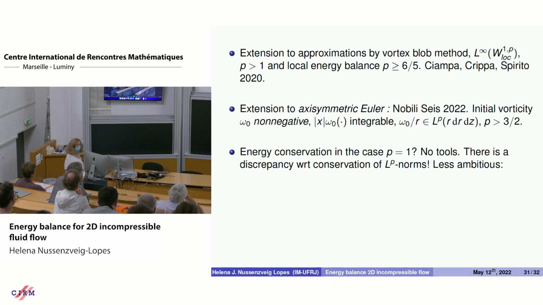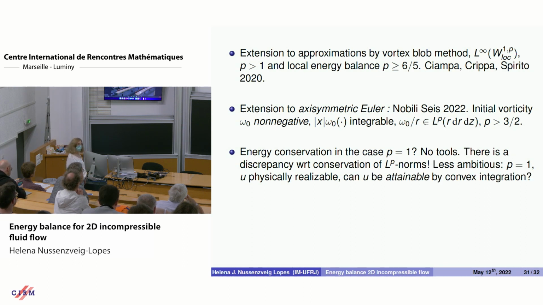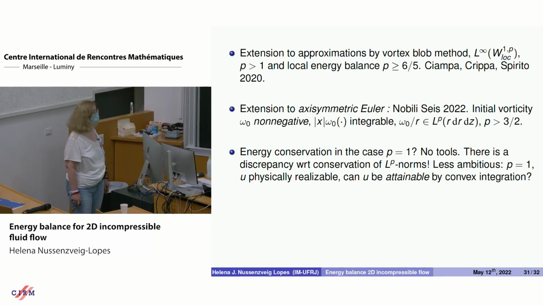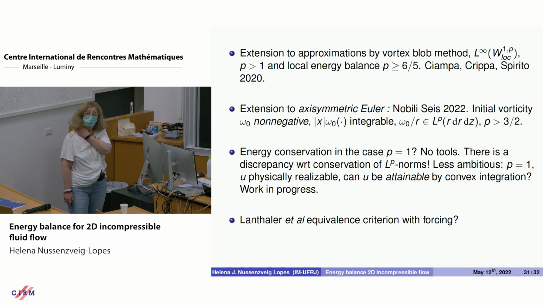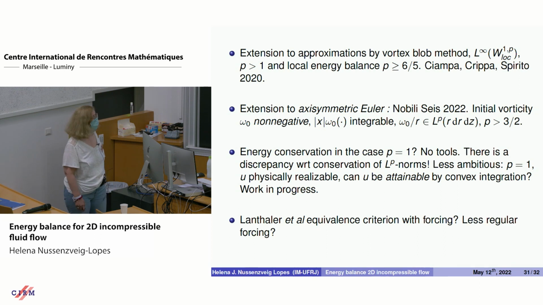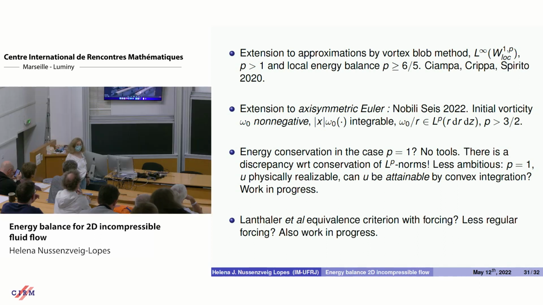So if instead we look at a less ambitious problem, consider L1 vorticity, u physically realizable, and ask ourselves simply whether it can be attained as a convex integration solution. And this is work in progress. And finally, we would really like to have an equivalence criterion à la Lanthaler, Mishra, and Parés-Pulido in the case with forcing. We'd like to weaken the hypothesis on our forcings. And this is also work in progress.